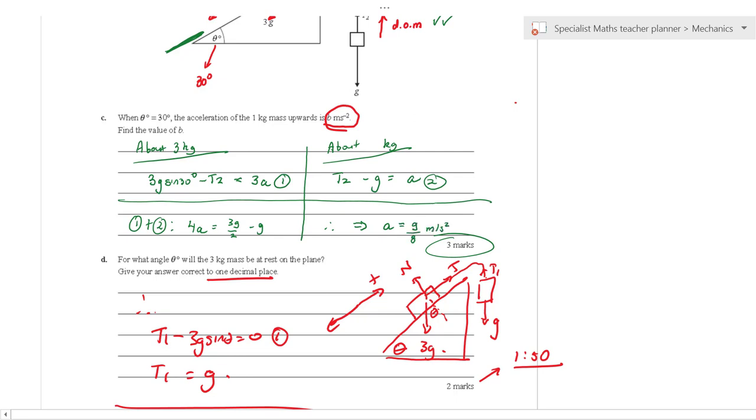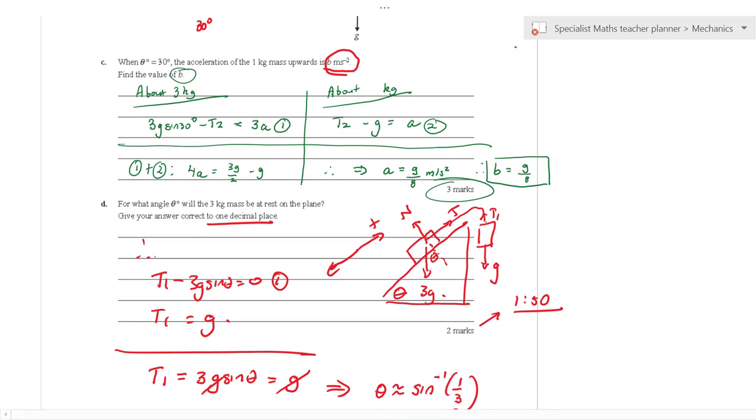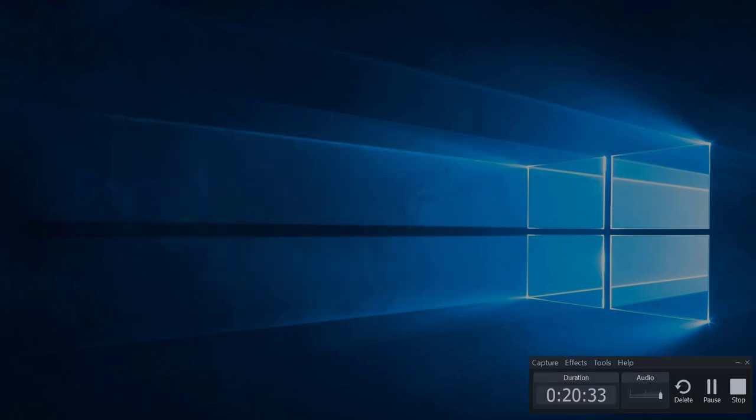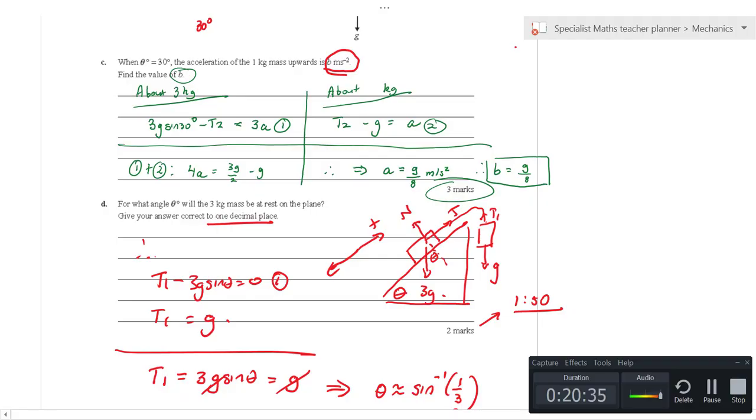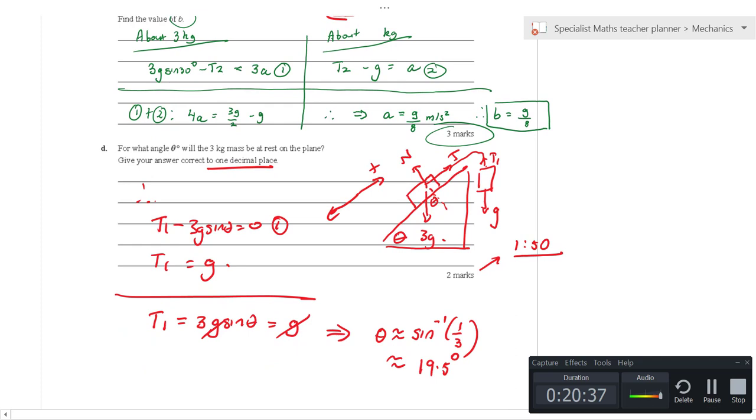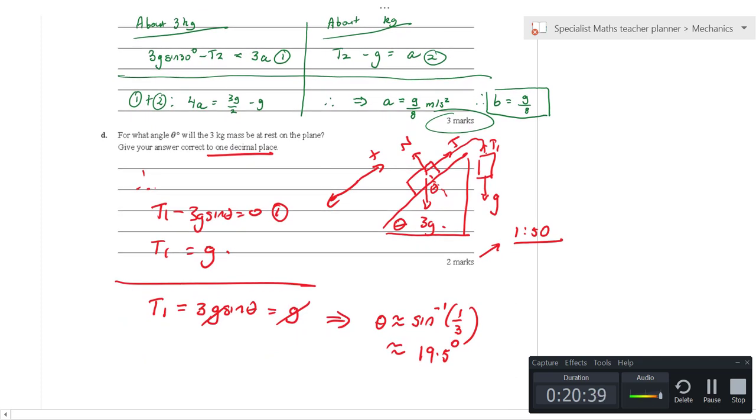But technically, for some stupid reason, they've said, what is B? So therefore, B is the acceleration. B is equal to G on 8. You don't have to write meters per second squared. And then we're done. Now, we're at 20 minutes now. Find for what angle theta will the 3 kilogram mass be at rest in the plane.